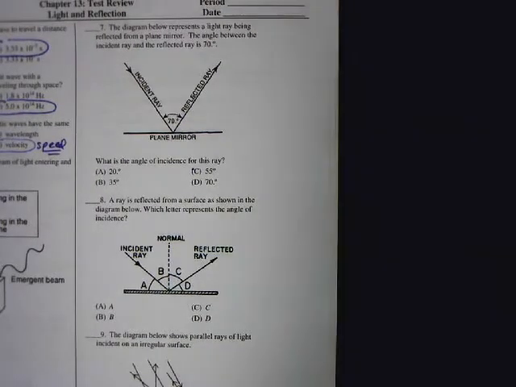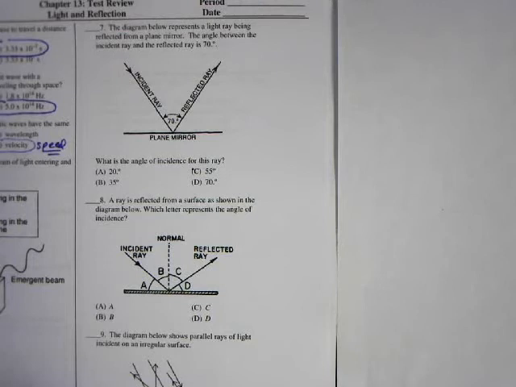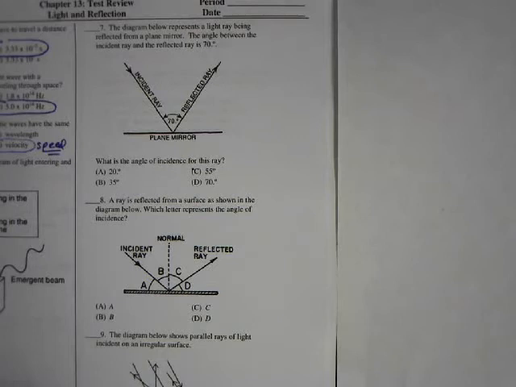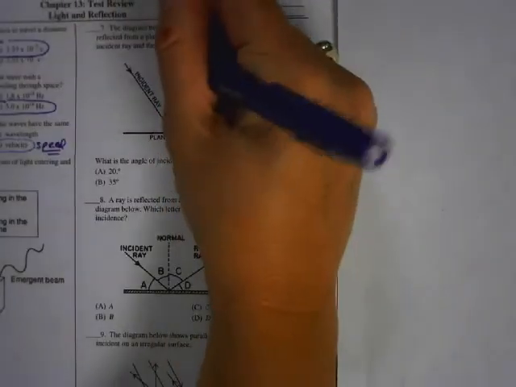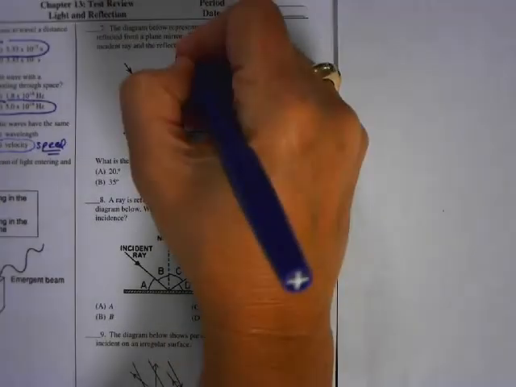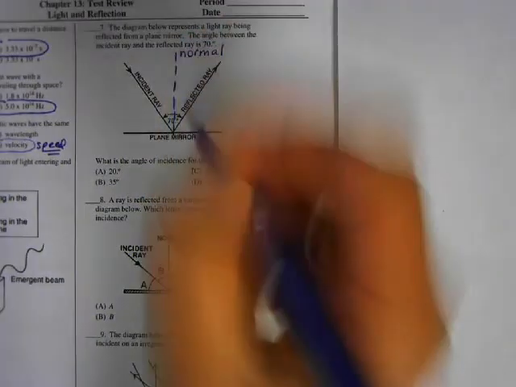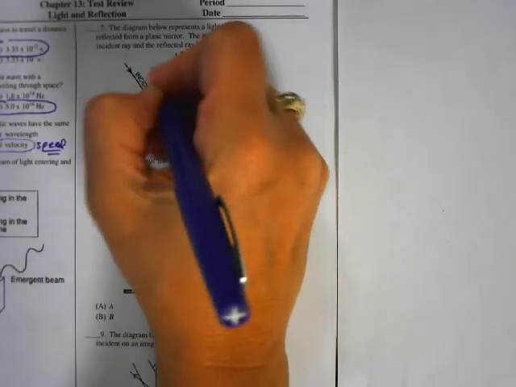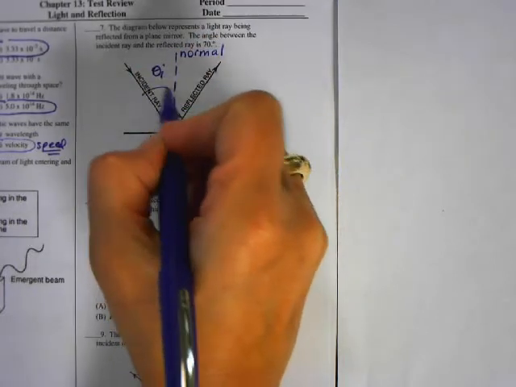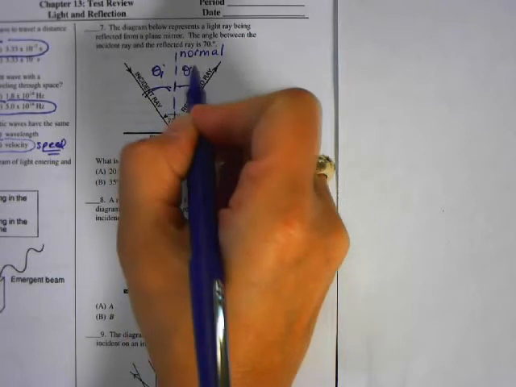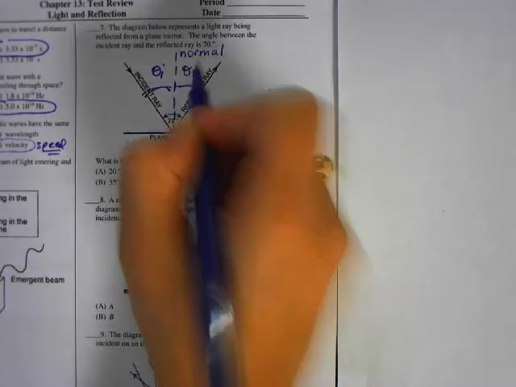All right, going on the other side, it says the diagram below represents a light ray being reflected from a plane mirror. The angle between the incident ray and the reflected ray is 70 degrees. What is the angle of incidence? Now, first of all, we know that these rays are measured. Our frame of reference in physics is this perpendicular line we call the normal. Now, the angle is right here. So this is the angle of incidence, and this is the angle of reflection.